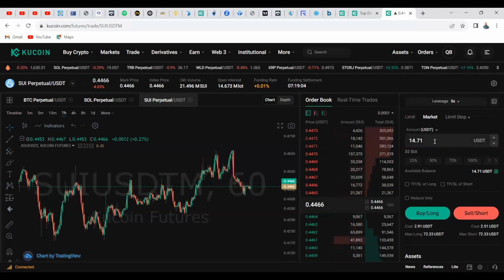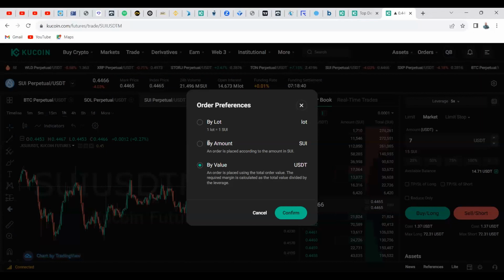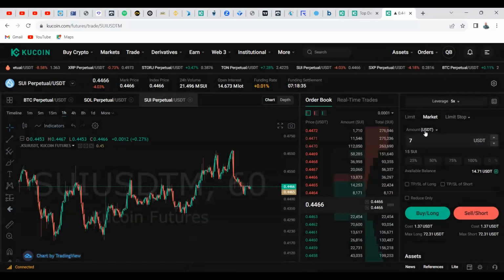Okay, so this 14.71 USDT gives me about 32 SUI. So this basically means that now I can trade with this whole amount, and I could chop and change. If I wanted to trade, say, 7 USDT, which is almost half of this, then this would obviously be 15 SUI. Okay, so that is how it works. So I always want to trade by value. I don't want to trade by amount, neither do I want to trade by lot. I always want to look at trading by value.